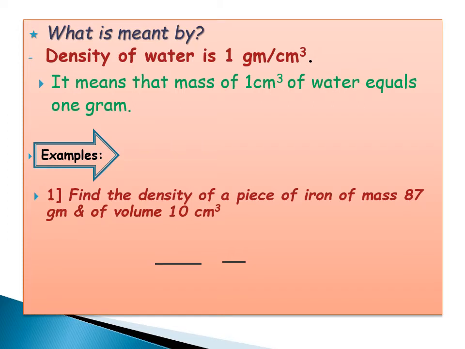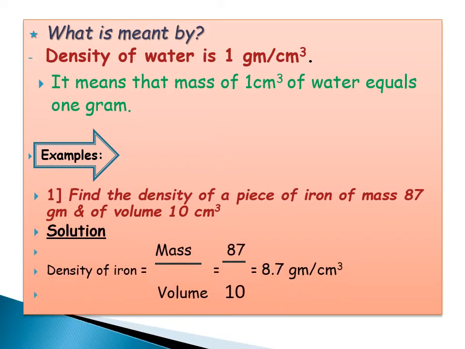Example number 1. Find or calculate the density of a piece of iron of mass 87 gram and of volume 10 cubic centimeter. If we have a problem like this, first apply the rule. Density of iron, or density of any substance, equals mass divided by volume. We have mass equal 87 and volume equal 10. So 87 divided by 10 equals 8.7, and don't forget the unit, gram per cubic centimeter.